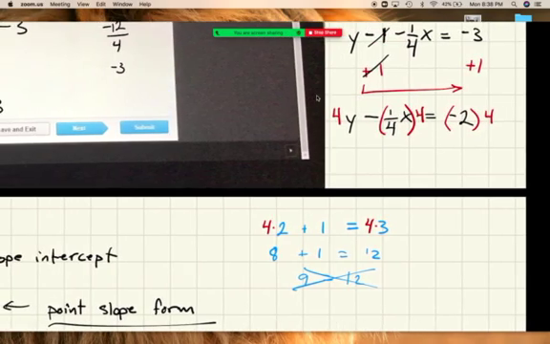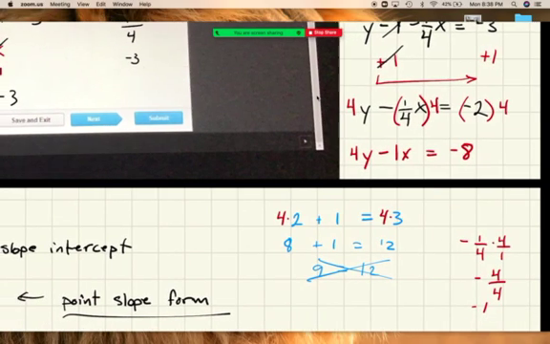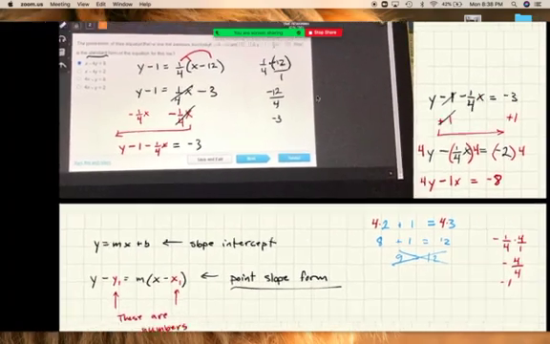And what happens is you get a 4y, negative 1/4, that's this part, times 4. You can put it over 1, that's just negative 4 over 4, that's just negative 1. Because 4 divided by 4 is 1, so that would be a negative 1. So we do negative 1x, and then equals negative 8. But it's still not any of the answers.